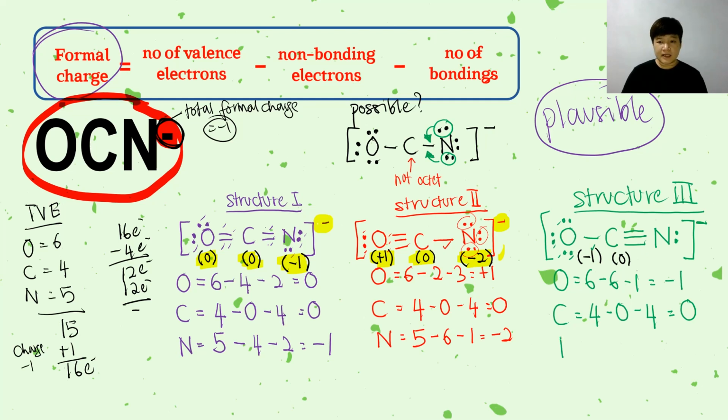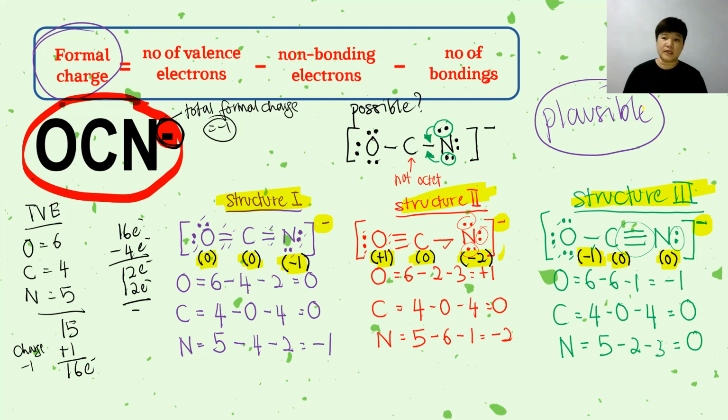Last but not least, nitrogen in your structure 3. Your nitrogen over here will be valence electron 5 minus non-bonding electron 2 minus number of bond 3. So nitrogen over here remain 0. And again, we check our formal charge. The addition of the formal charge must total back to the charge of the molecule. Negative 1 plus 0 equals to negative 1. And over here, you have 3 structures, structure 1, structure 2, and structure 3.